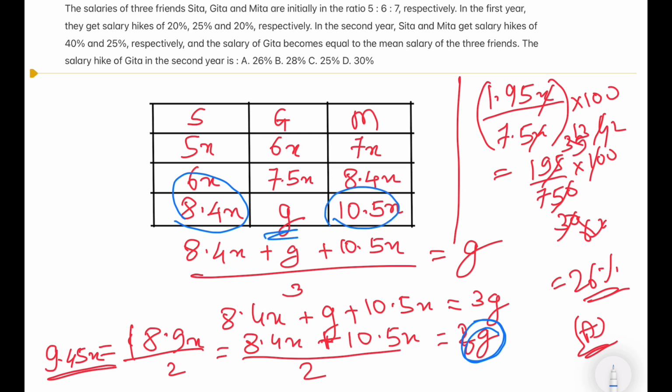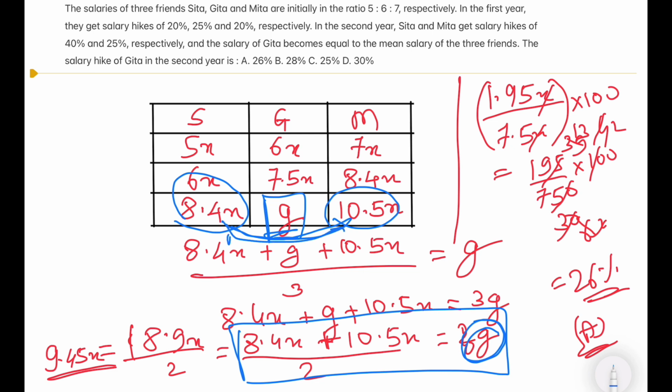So when they say that the salary of Geeta becomes equal to the mean salary of all the three friends, well, if Geeta's salary is the mean salary of all the three, it is also the mean salary of the remaining two. That same fact is confirmed by what we have got here, right? So this is something that you can anticipate and directly take the average of these two numbers to get the salary of Geeta directly. Okay.